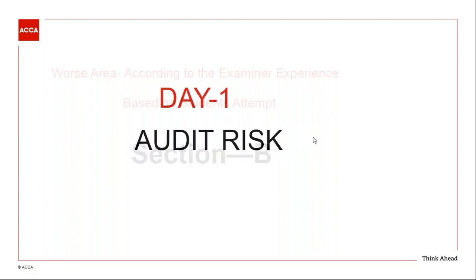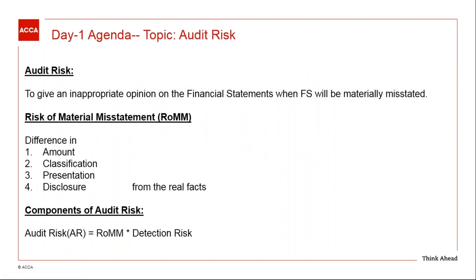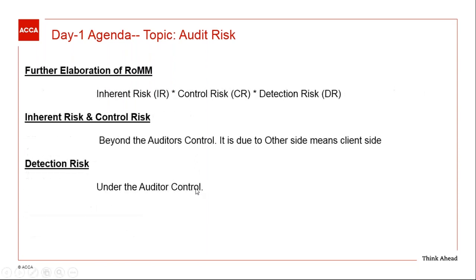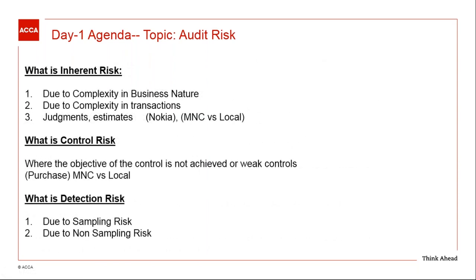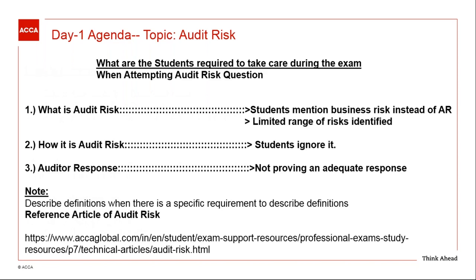Last day we discussed audit risk. What are the audit risks? We discussed that audit risk is equal to inherent risk times control risk times detection risk. Then we discussed the different components of audit risk and the mistakes made by students in this question. I specifically highlighted the mistakes in this slide so that students do not ignore them in the coming attempt. These are the mistakes commonly made by students.